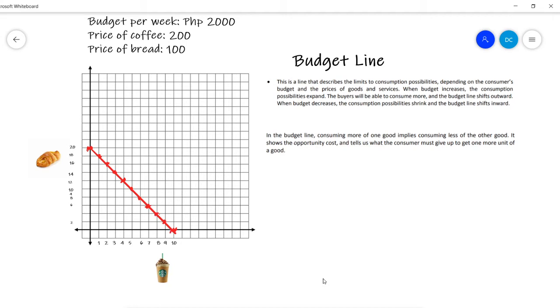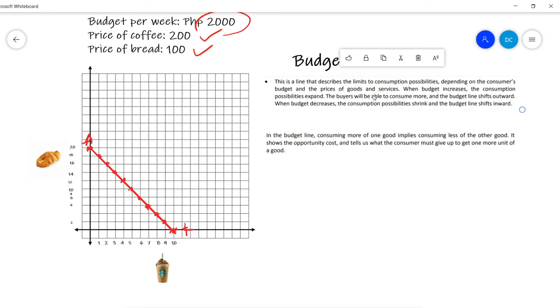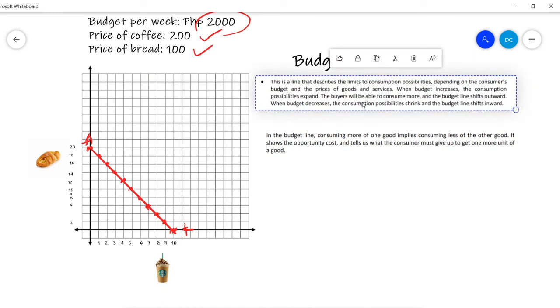Ayan yun. So, we have point A here, B, C, D, E, F, G, H, I, J, K. Point K. Lahat ng nakalatag na points from point A to point K are the possible consumption bundles that we can come up with if the budget that we have per week is 2,000 pesos and the price of coffee is 200 and bread is 100. So the budget line describes the limit of consumption possibilities depending on the consumer's budget, okay, and the price of goods and services.